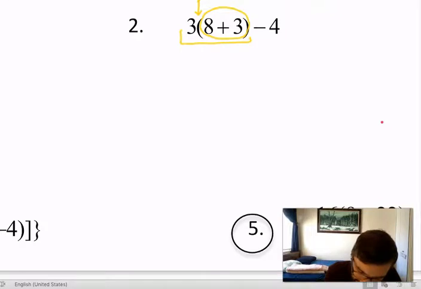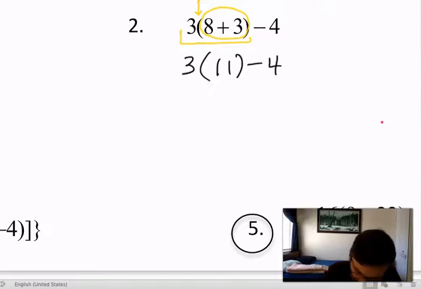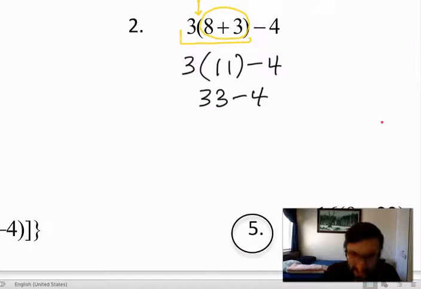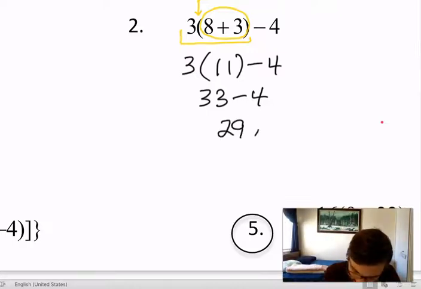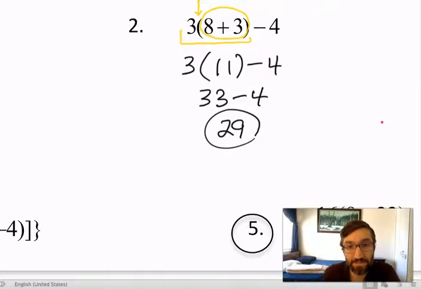So we would have 8 plus 3, that's 11, multiply by 3. And then 3 times 11 is 33. Keep bringing down the minus 4. And then finally, 33 minus 4 is 29. And that's our answer.